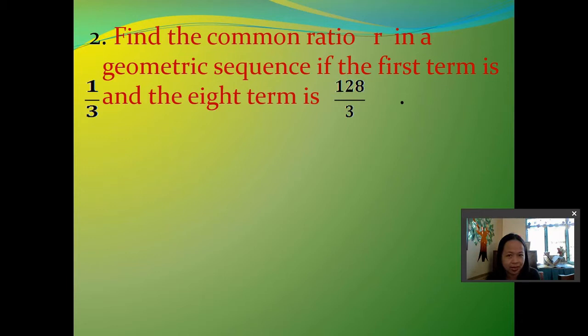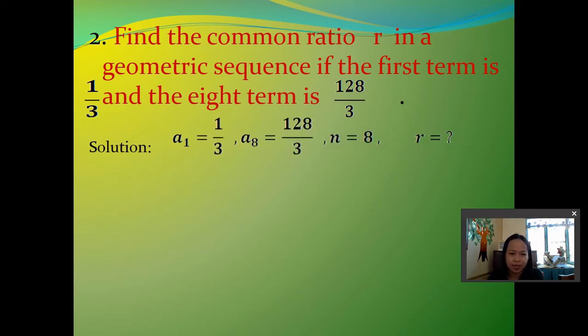Okay. Second example. Find the common ratio r in a geometric sequence if the first term is 1/3 and the eighth term is 128 over 3. Take note, we are going to look for the common ratio for this second problem. So these are the given information. Our first term is 1/3. Our eighth term is 128 over 3. And our n is 8.